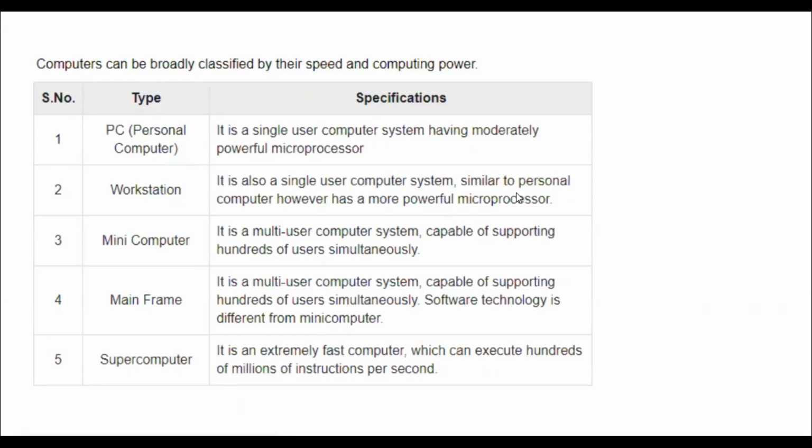The third type is the minicomputer. It is a multi-user computer system capable of supporting hundreds of users simultaneously. The fourth is the mainframe. It is also a multi-user computer system capable of supporting hundreds of users simultaneously, though its technology is different from a minicomputer. The fifth type of computer is the supercomputer. It is an extremely fast computer which can execute hundreds of millions of instructions per second.